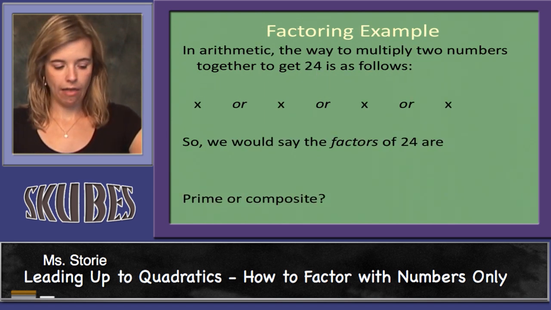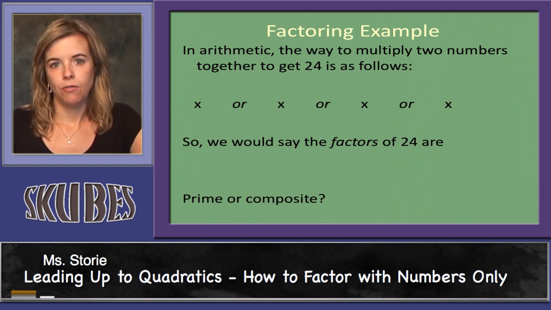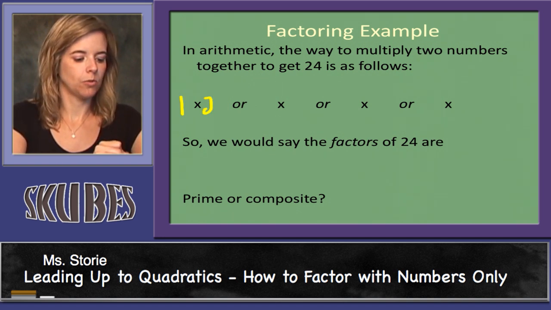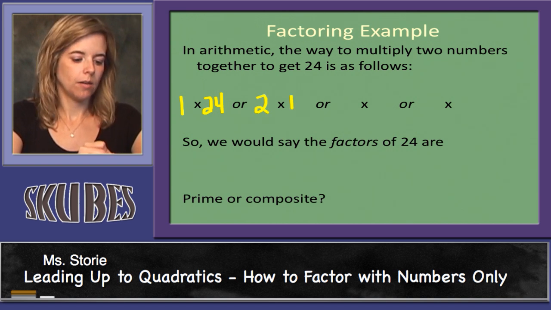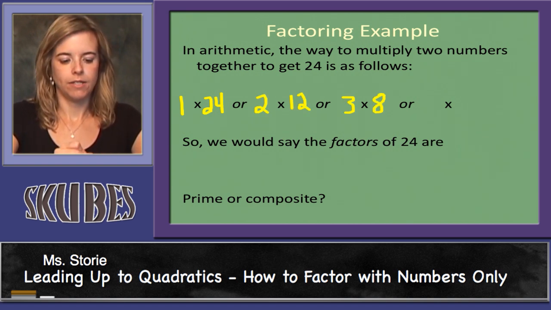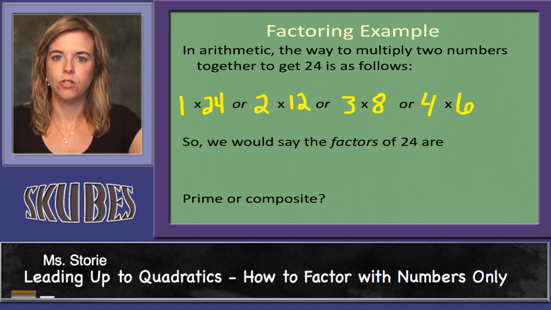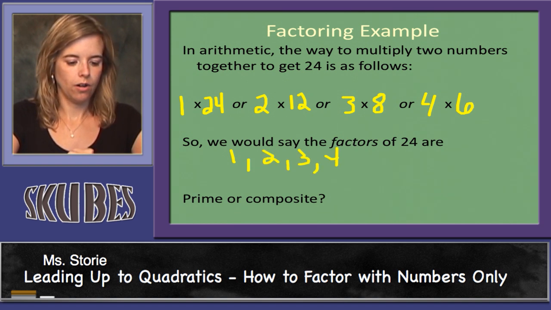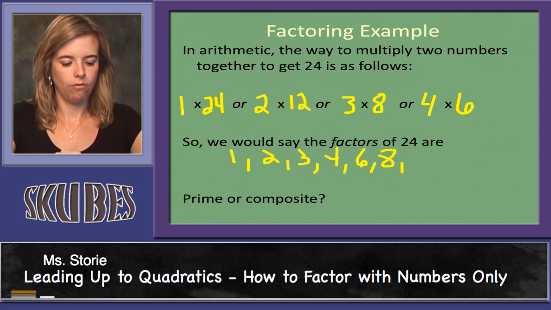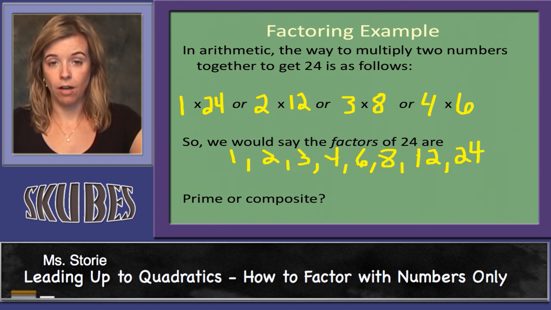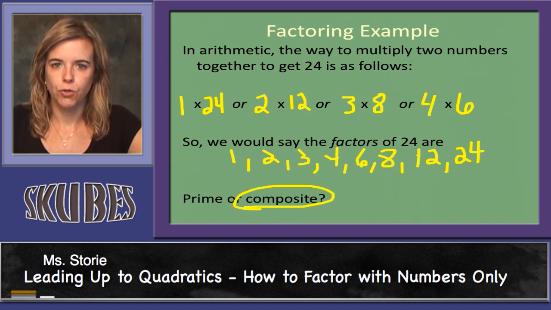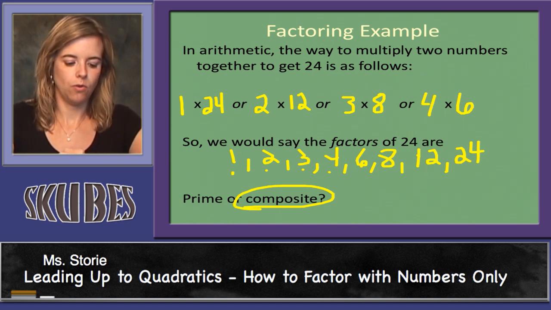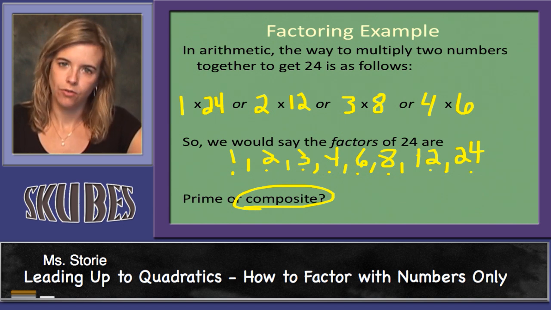So, in arithmetic, regular math, the way that you multiply two numbers together to get 24 would be like this. You would say 1 times 24, or 2 times 12, or 3 times 8, or 4 times 6. So we would say we have factors of 24, and they are 1, 2, 3, 4, 6, 8, 12, and 24. And I listed them from smallest to greatest. That becomes helpful later. Is this a prime or a composite number? It would have to be composite because there are more than two factors. In fact, we have 1, 2, 3, 4, 5, 6, 7, 8 factors for the number 24.